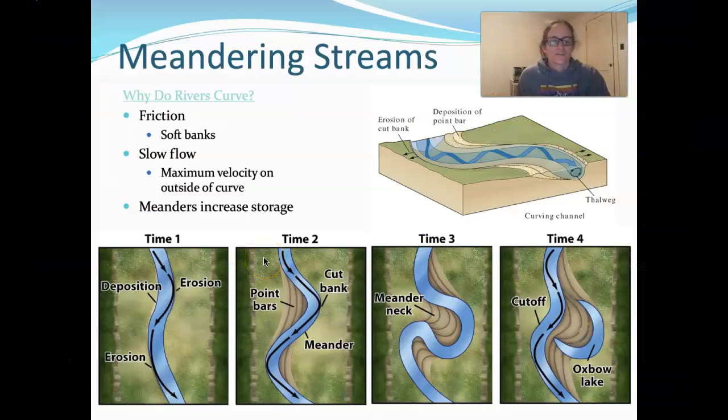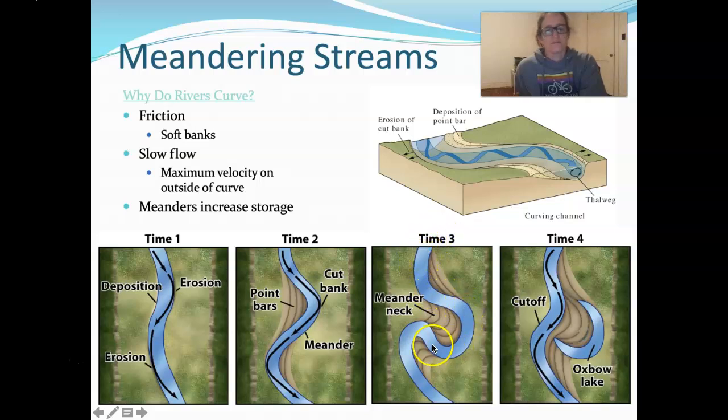Why do rivers curve? So we can see why a river might start curving. At time 1, the velocity of the river is projected to the other side of the stream. There's erosion, then it bounces over to the other side, erosion. Over time there's a cut bank where the erosion is going to progress, and on the inside of the meander there will be point bars. Over time that's going to get more and more pronounced.